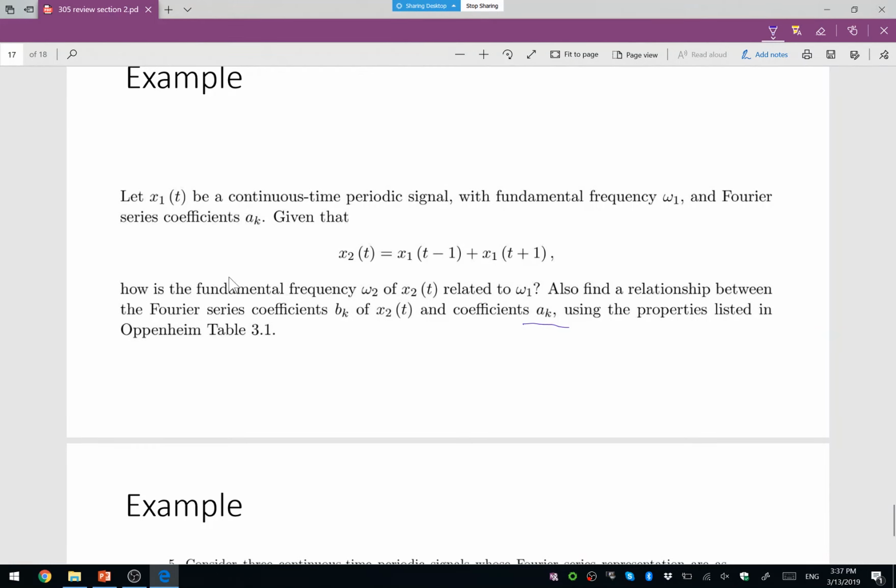I think the first problem asks what is the fundamental frequency of x2? Because we know that time shift does not change the frequency, the frequency of this component is W1. The frequency of the second is the same, still W1. We want to find the GCD of W1 and W1, and of course it's still W1. So the fundamental frequency W2 equals W1. I should say omega. So we just use omega to represent the fundamental frequency.